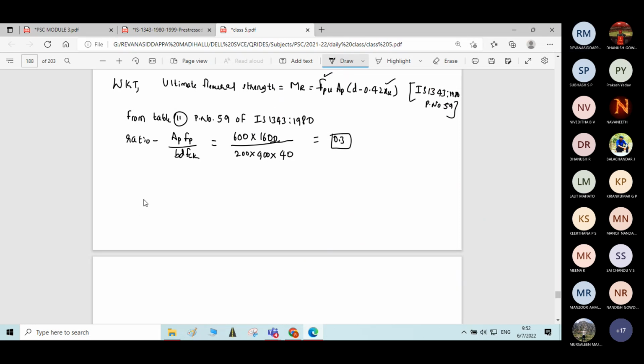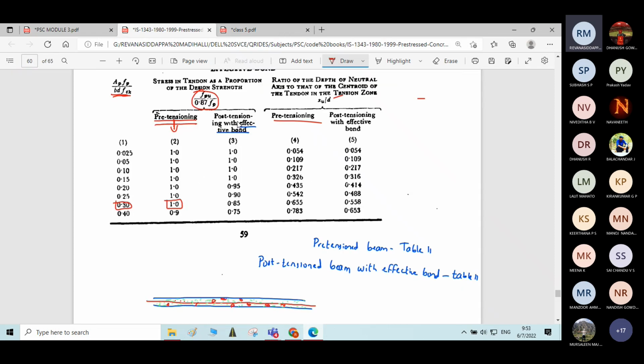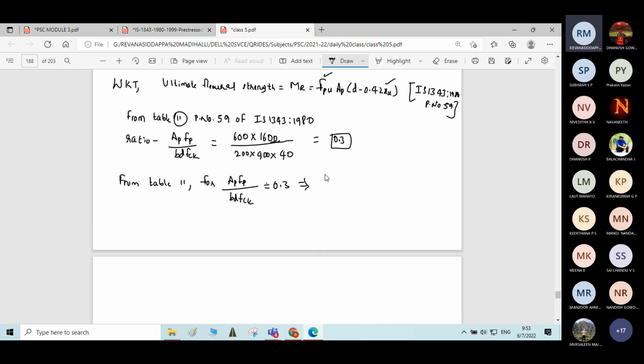Below you write: from table 11, for Ap fp by b d fck equal to 0.3, the corresponding fpu by 0.87 fp is 1.0. So that is the pre-tensioning column we need to refer to.